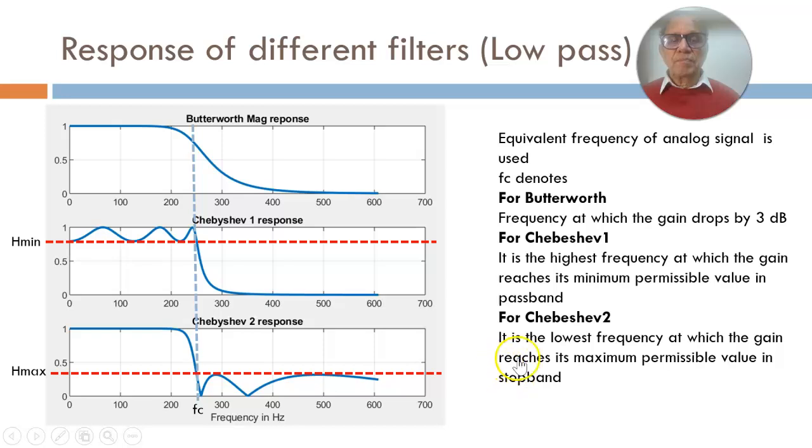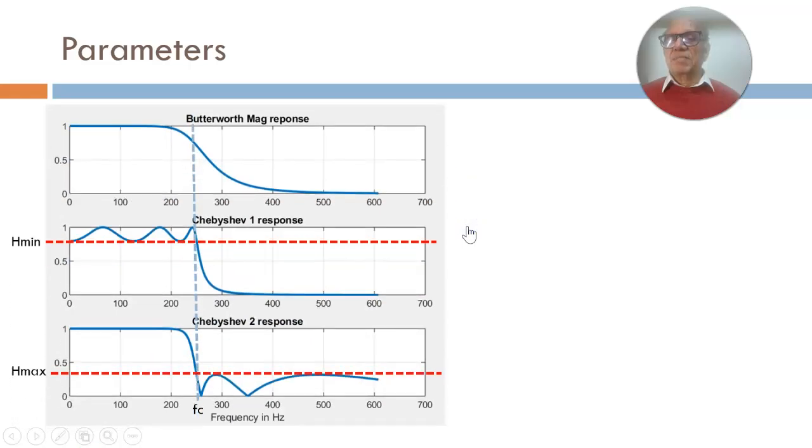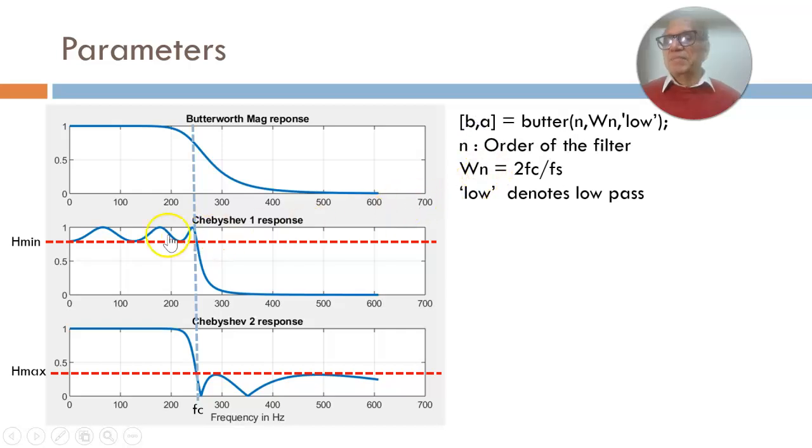But for Chebyshev 2, it is the lowest frequency at which the gain reaches its maximum permissible value in the stop band. Okay. So this FC denotes the edge of the stop band in Chebyshev 2 response. Alright. Having said that, let us now see what are the various functions which will allow you to design this. But before that, let us look at the parameters. We have already said that our parameters depend on H-min, H-max, etc. So let us now look at the Butterworth function in the MATLAB.